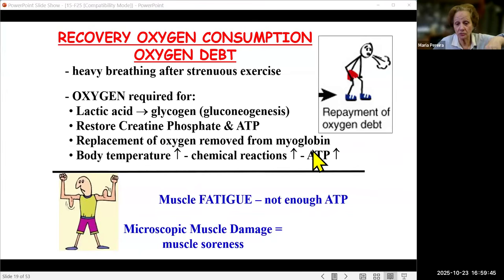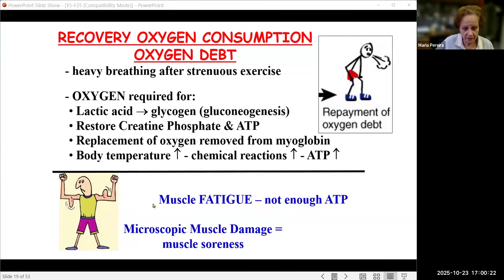You also need oxygen to restore creatine phosphate, the phosphagen system, and to replenish oxygen in myoglobin. And also, when you're exercising, the body temperature increases, and this increasing temperature will increase the rate of chemical reactions. Many of these chemical reactions also use oxygen and are used to make ATP. So you need oxygen after doing this exercise and you're out of breath. You need oxygen for all these reactions and conditions.